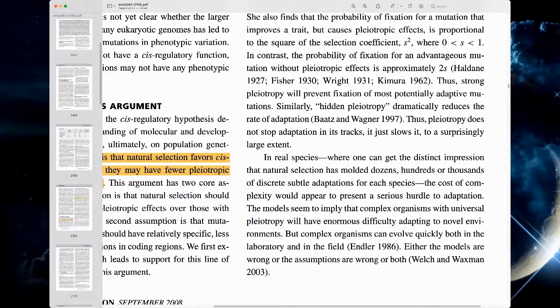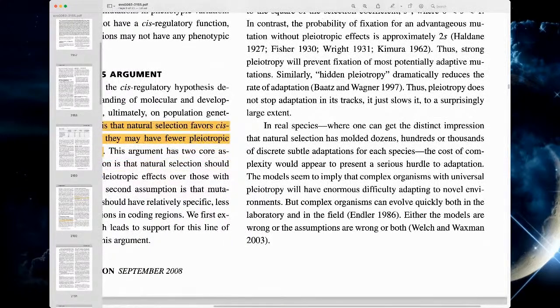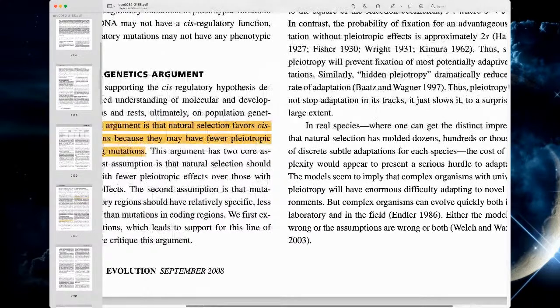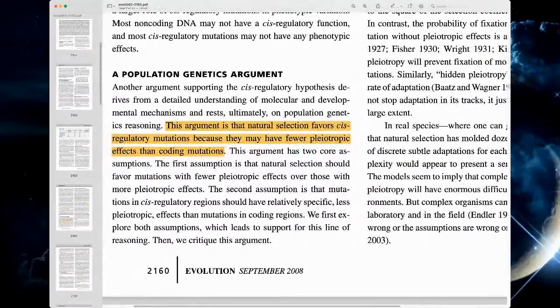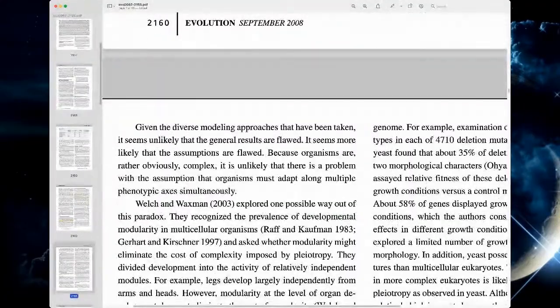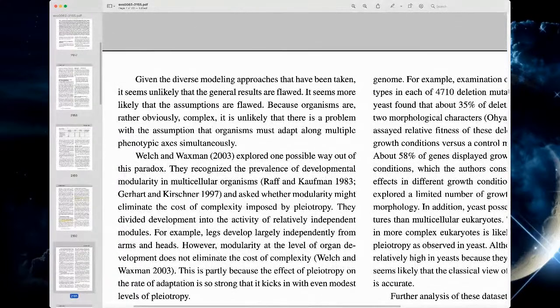Okay, where do you want to go from here? I'm reading the last sentence on that page, so maybe scroll down a little bit. I guess we'll shift the column again. But complex organisms can evolve quickly, both in the laboratory and in the field. Either the models are wrong or the assumptions are wrong, or both. Interesting. So we're saying, in spite of all that we know and all that we've proved mathematically, life happens anyway.